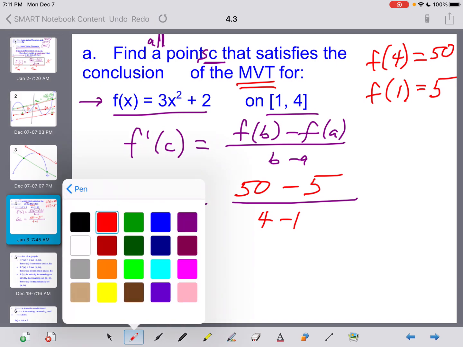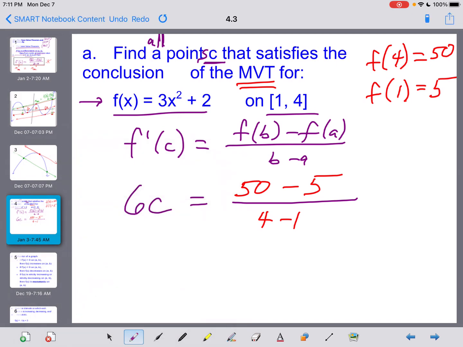Okay, so back to purple here. There is nothing to do with 6c right now, guys. That just is what it is. But this expression here, the 50 minus 5 is going to be a 45.